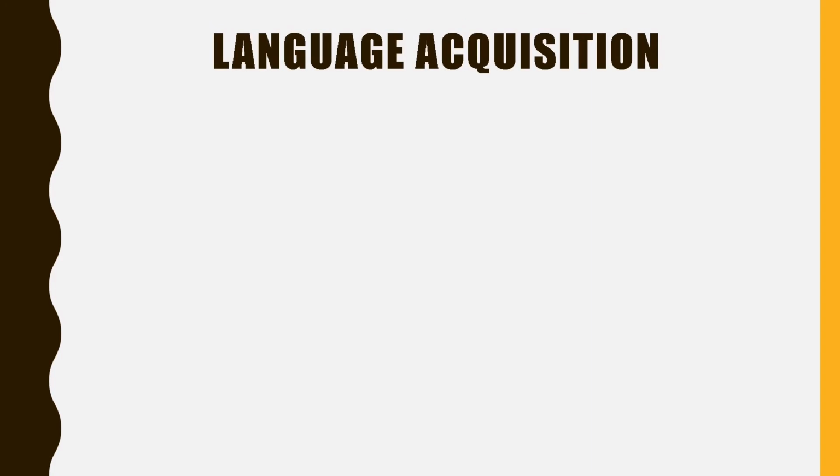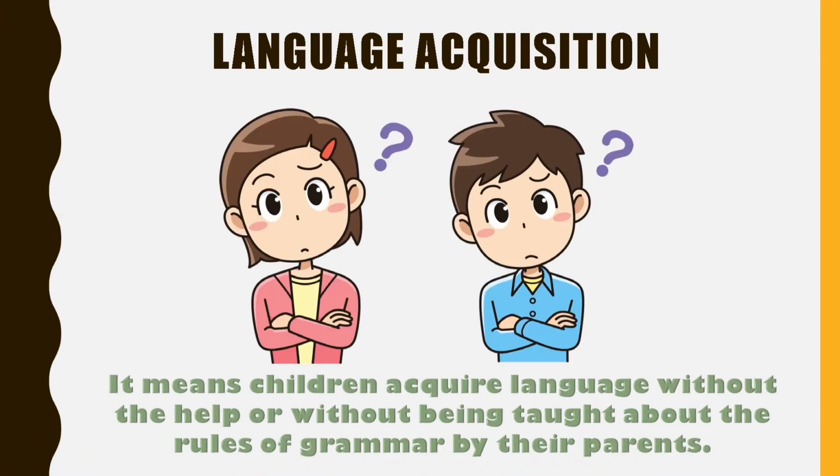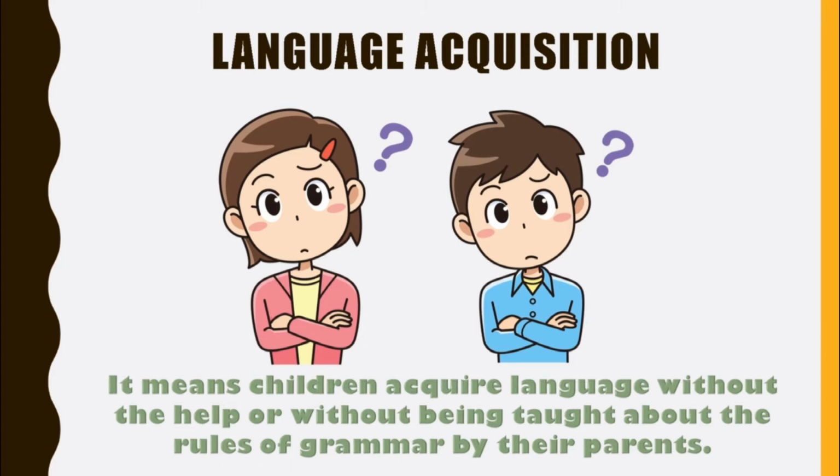And finally, language acquisition. It is a process which can take place at any period of one's life. It refers to the acquisition or unconscious learning of one's native language, or languages in the case of bilinguals, during the first 6 to 7 years of one's life, roughly from birth to the time one starts school. It means children acquire language without being taught the rules of grammar by their parents.